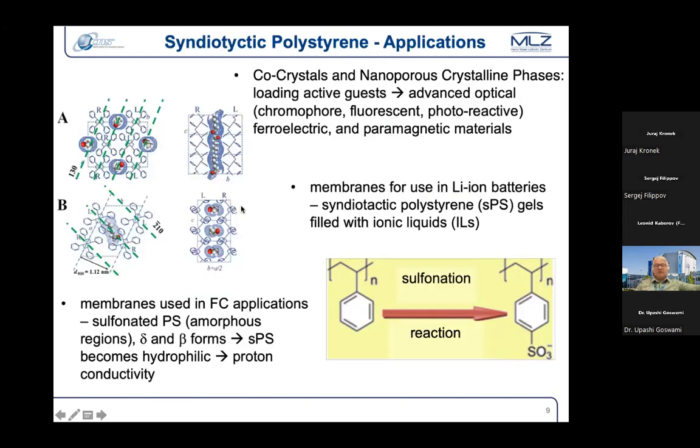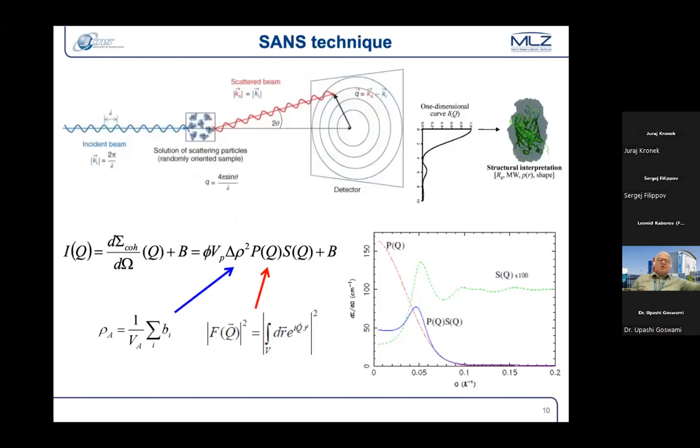Okay, so to characterize such complex morphologies, we can call them multi-component systems, because when we hydrate or load the syndiotactic polystyrene with guest molecules, we have several components in our sample. So we use the small angle neutron scattering technique. It was introduced this morning by Laszlo Almasi.